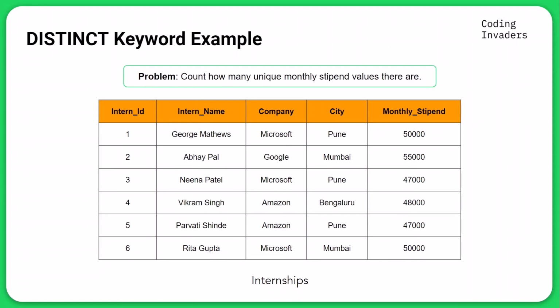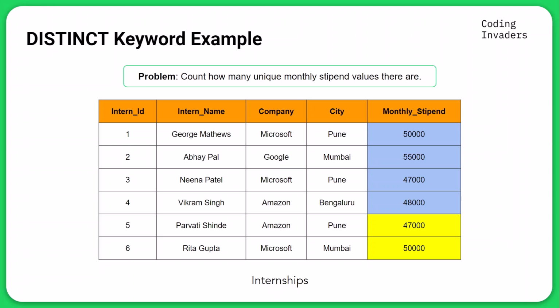Alright, so here's a new problem which says: count how many unique monthly stipend values are there. Can you calculate this? So what we are doing is looking at monthly stipend values. We want unique stipend values over here. If you see 50,000, is 50,000 repeated over here? Yes, it is repeated, so this would be exempted. We want only one value. So one unique value we got is 50,000.